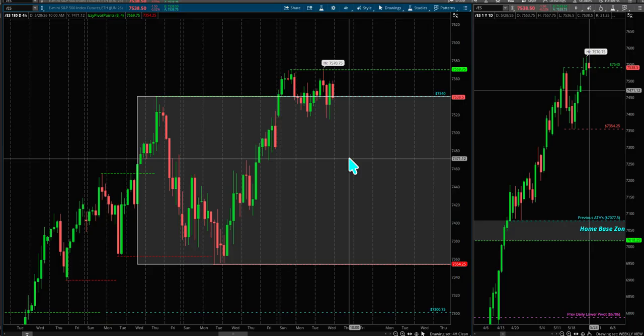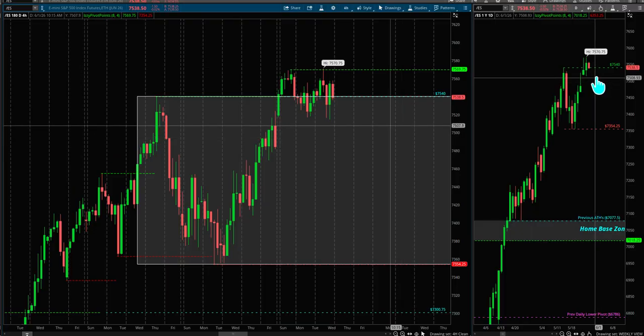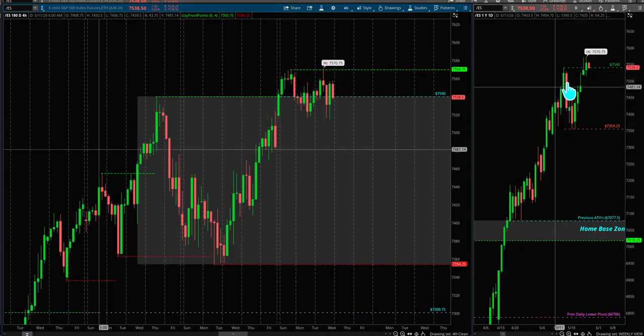Okay, and what we're looking at right now, the control is, we want to see the daily time frame do what it has been doing over the past month or so, and that's just breaking higher and higher and higher. It's very easy.